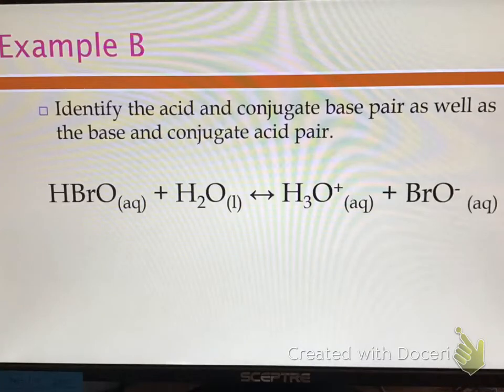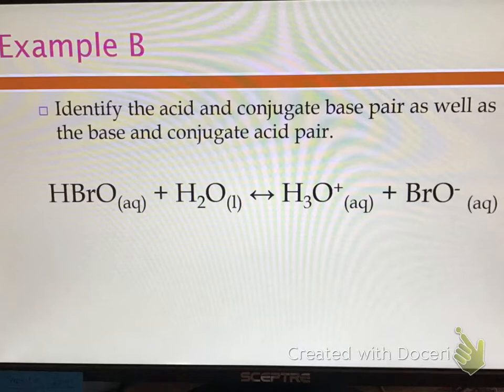Hey team, so example B is another one where we are trying to label the acid and base as well as their respective conjugates. So again, look at what's going on. Now, if you see water, water can act like an acid or a base. Water is really special that way. So in this case, we have to focus on the very first compound that we see.